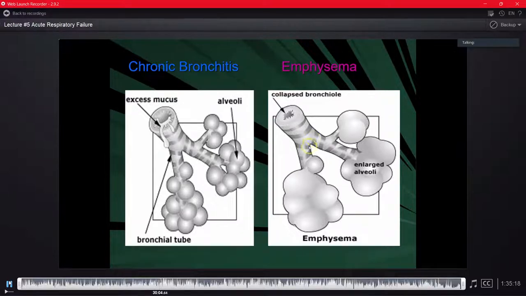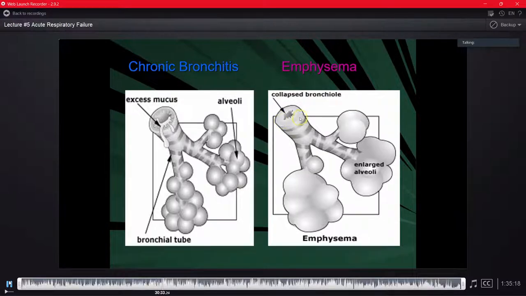So we have excess mucus. Okay, right there. We have the airway, but you look at the alveolus and okay, they're pretty normal. Problem is, this excess mucus works its way down into the bronchioles and alveolus, and it impairs their ability to exchange CO2 and O2. So yes, they retain their form, that's great, but the problem is that mucus gets in the way and prevents exchange of gas.